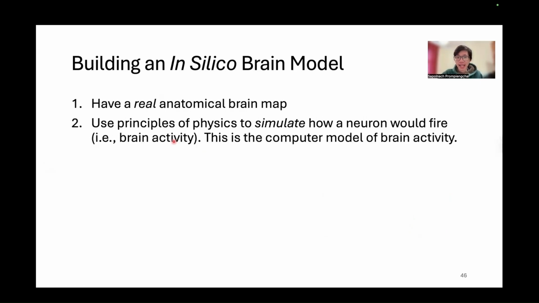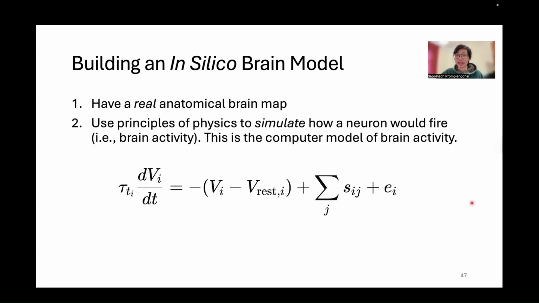That's about it. As a reminder, we're now going to take the information from the real anatomical brain map to simulate how neurons would fire, or to simulate how populations of neurons would fire in terms of the macro scale data set. This is basically a way to build a computer model of the brain activity. An example is this scary looking equation, but although you might not understand every bit of this, what you can take away is an intuition of how these equations work.